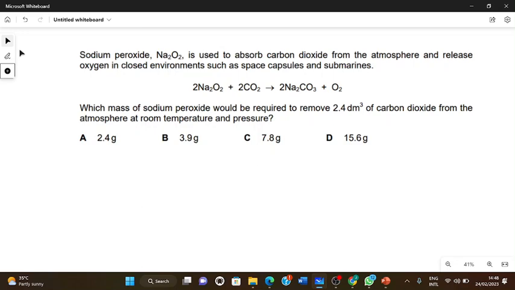So, still on mole concept. This lecture is a continuation of our previous lecture. In our previous lesson, we were able to express the relationship between mole and relative atomic mass and relative molecular mass of compounds and relative atomic masses of elements.